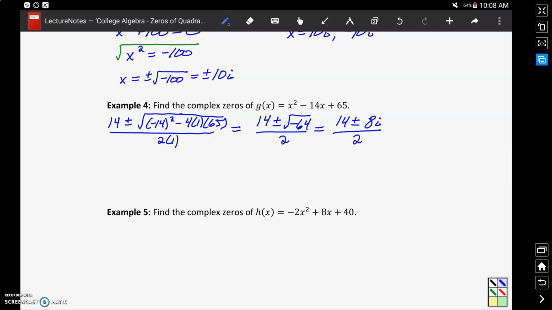divided by 2. Keep in mind when we're working with the quadratic formula, we need to get down to this phase of that problem before we start reducing with the denominator. So this value in the denominator needs to be able to reduce with the term before that plus or minus symbol and after. So now that we've reached that point, we can divide all of these values by 2 to get 7 plus or minus 4i. That means we have two zeros in this case, 7 plus 4i and 7 minus 4i.